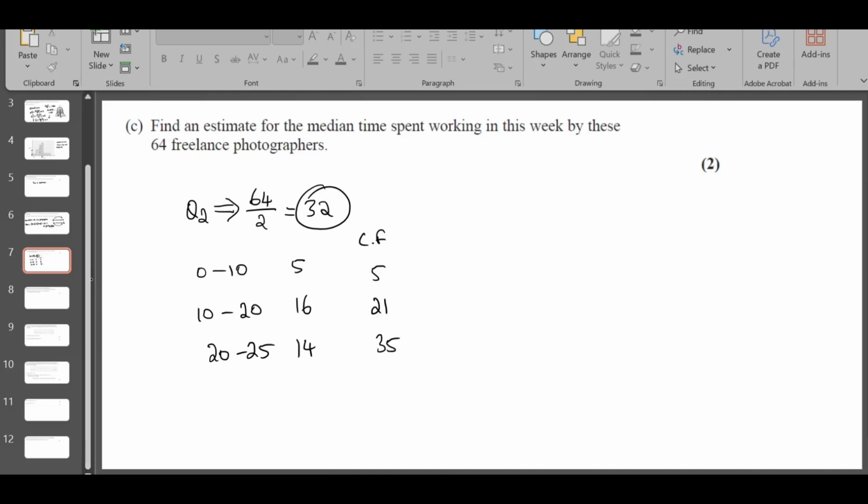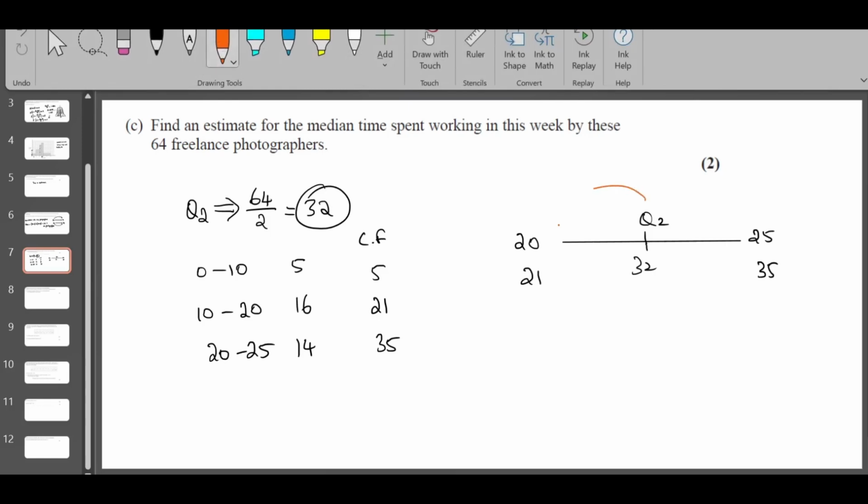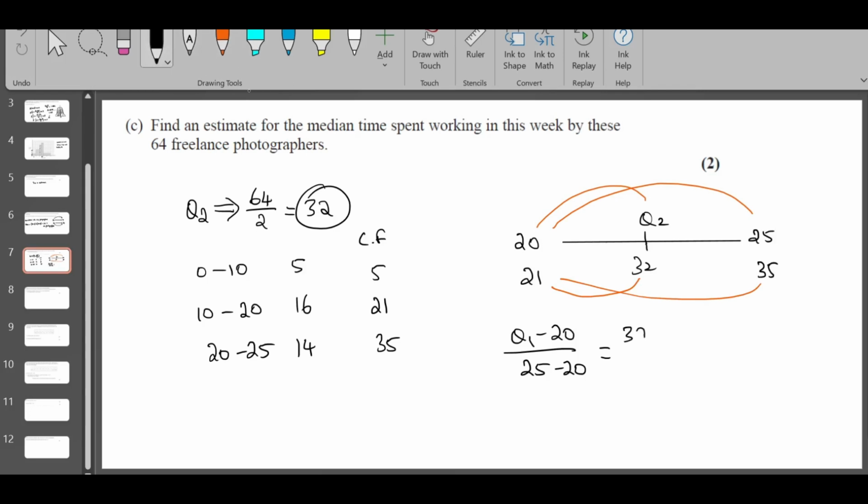So we're going to apply the linear interpolation method. You write the class interval 20, 25 and your Q2 should be somewhere in between. Then write the corresponding cumulative and the previous cumulative, put 32 in between and apply linear interpolation. Q2 minus 20 divided by 25 minus 20 will be the same ratio as 32 minus 21 over 35 minus 21.